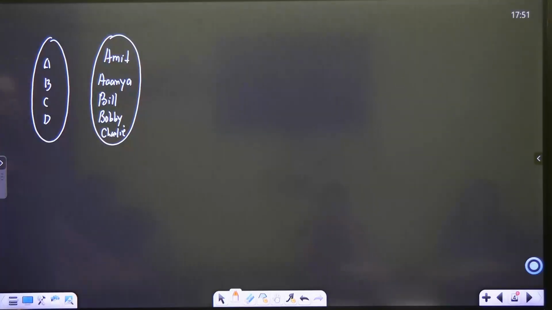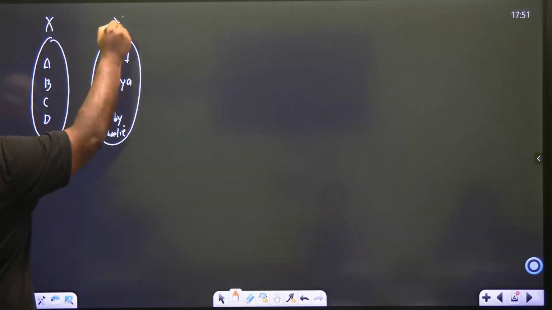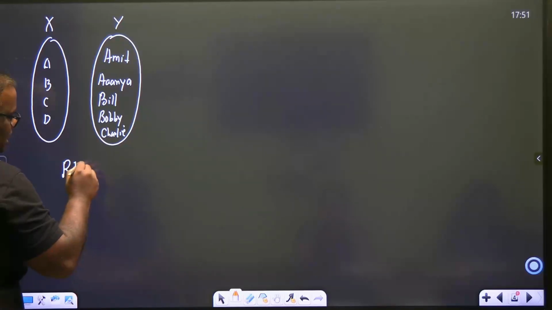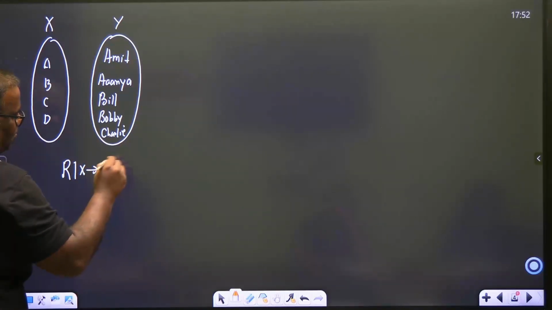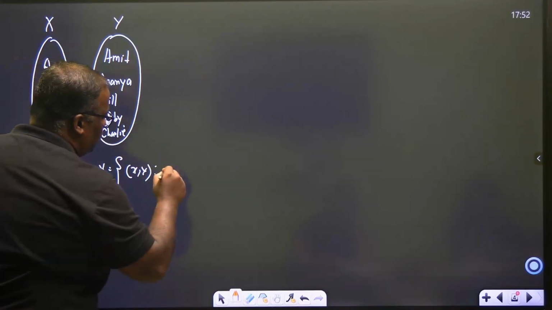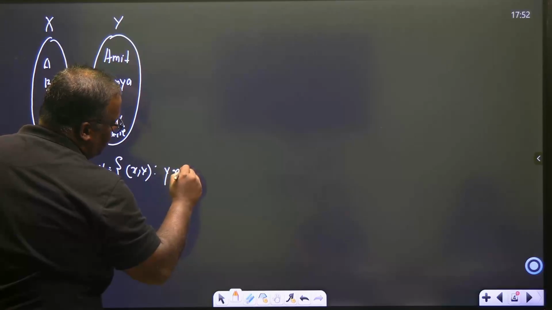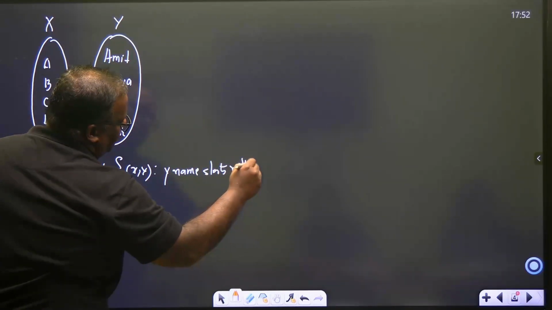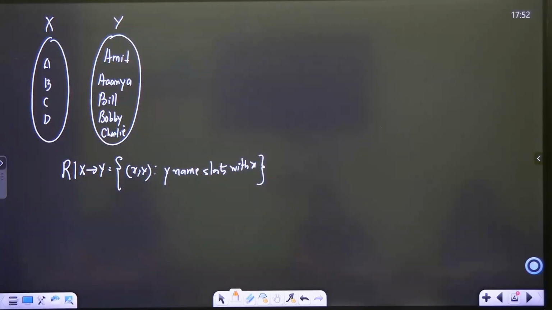Right. And now I'm naming this as X and naming this as Y. I'm mapping a relation R from set X to set Y in a manner which gives me an ordered pair (X, Y) such that the Y name starts with X. Right, fine. So what all ordered pairs can we create? (A, Amit) is one ordered pair. Then (A, Anya) is one ordered pair.